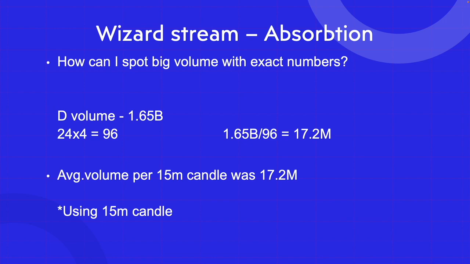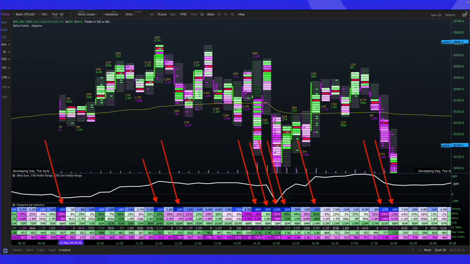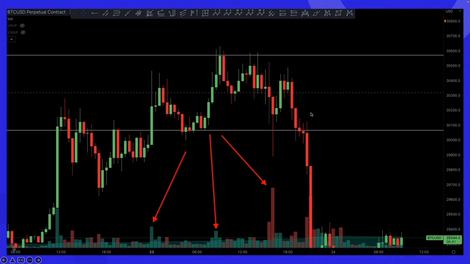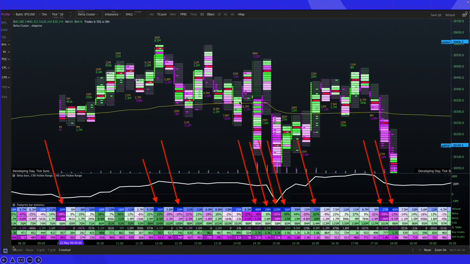So what we're going to do now, in another slide, is look at this consolidation that we are paying attention to up here, and I believe this is the same example as here on a chart. Yeah, this is the same thing. So now let's have a look at the exact numbers. If I know that the average volume is 17.2 million, we can have a look at the exact numbers.